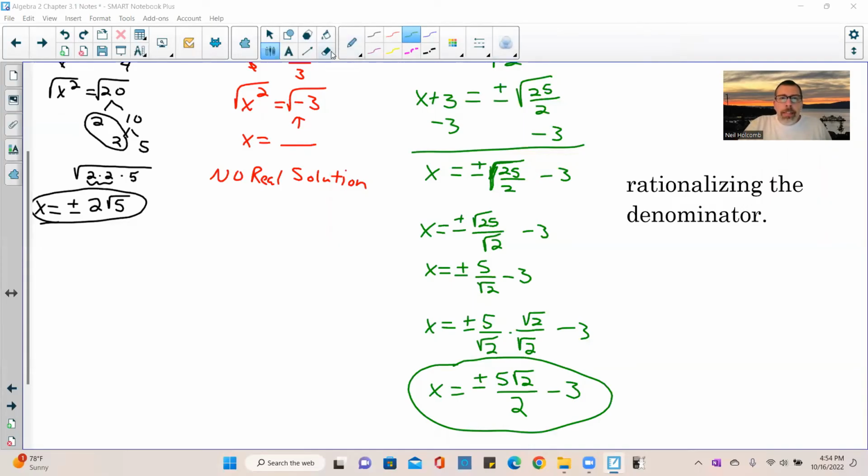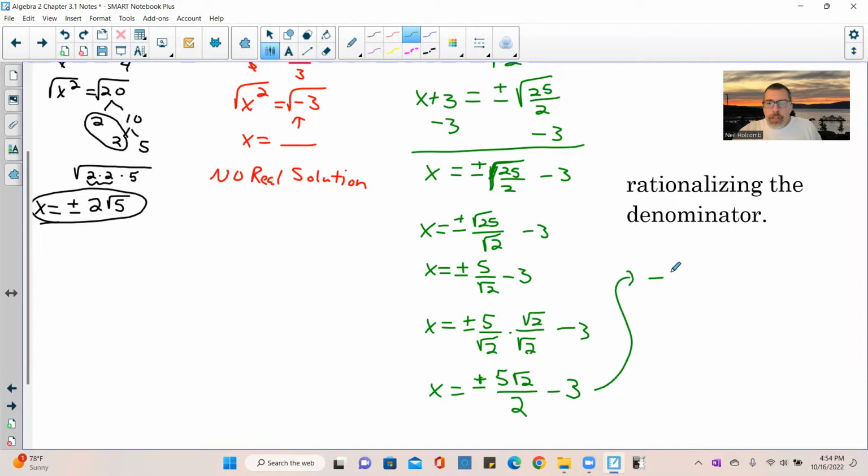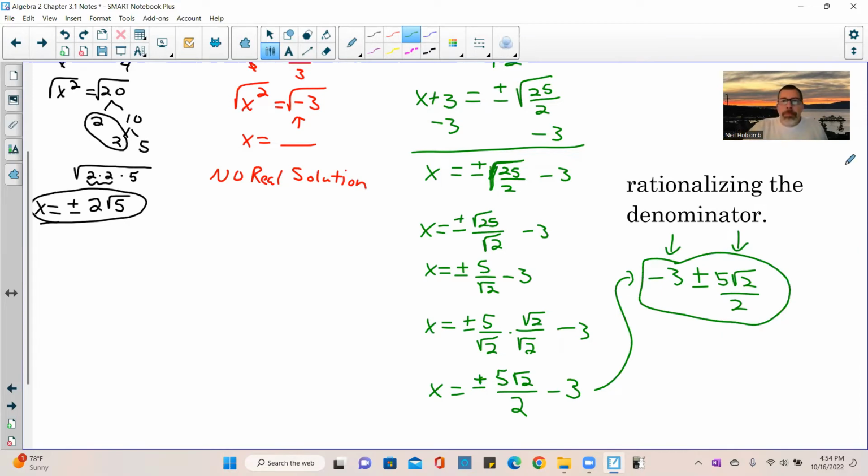Okay, and one last thing, I still probably should clean this up a little bit because we're going to get into something soon. And I want to put this in standard form. So this minus 3 should actually be in front. So it's negative 3 plus or minus the 5 square root 2 over 2. So this is a rational number, and this is an irrational number. So we always want to write it as rational plus or minus irrational. And that's leading up to something else later.